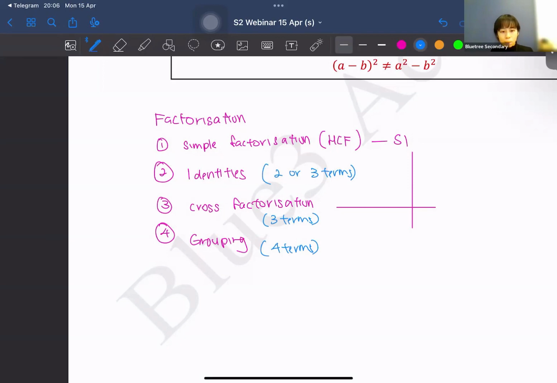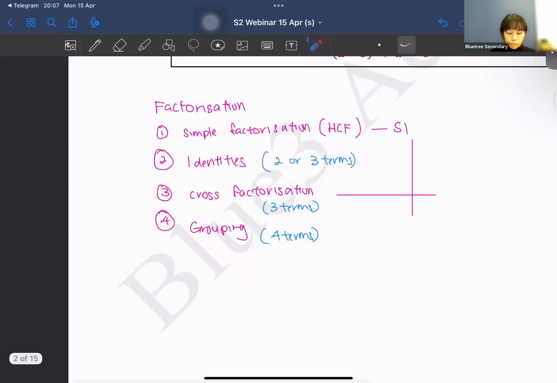So there are certain cases whereby there are 4 terms in your expression, but you don't use grouping to factorize it. You use cross factorization already after you apply identity. So it's just a general guideline that if you get 2 or 3 terms, then maybe you can try using identities first. Or you get 3 terms, you can try using cross factorization first. Or if you get 4 terms, you try to do grouping first. But essentially, if the general guideline doesn't work, then you have to try, maybe if you get 4 terms, you try doing cross factorization if grouping didn't work. Okay, so it's a general guideline, don't just stick to what I just wrote here. Okay, so those are the 4 methods of factorization that you should know.